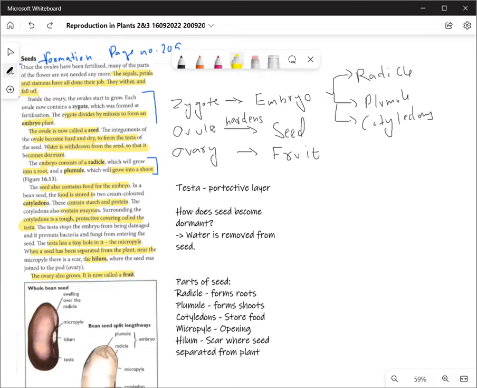Now today we'll be finished with reproduction in plants. We just have one more thing remaining, which is germination. How does germination happen? What are the factors affecting germination? How does germination start? All of that. So finish quickly and then we'll go over there.